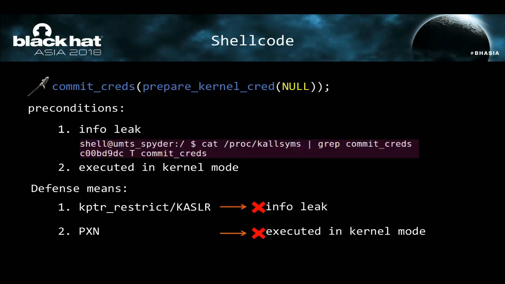In the old days, when we controlled the program counter in kernel mode, we could force the kernel to prepare a new credential and commit it. To finish this exploit, attackers must know the address of these functions in advance. The most popular way to do it is to read the proc entry kallsyms. The biggest benefit of it is that the exploit can determine the target address dynamically, which is bad news for victims. To counter this attack, three mitigations are proposed.